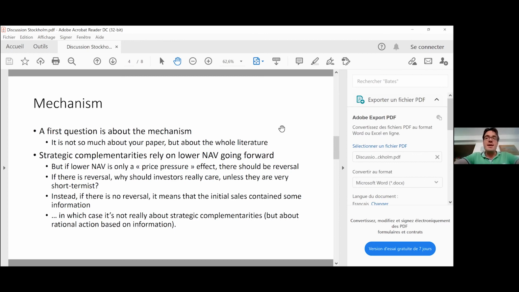Okay? And instead, if there is no reversal in the prices when the money market funds sell, then it means that the initial sales, or at least the initial redemption decisions, contain some information about returns, in which case it may be fully rational for people to also withdraw, even if there is no strategic complementarity. Okay, so I'm not sure what you can do with this comment, maybe nothing, but I think at least for people in this field, it's an interesting thing to keep in mind, and perhaps there are more things to do around this side.